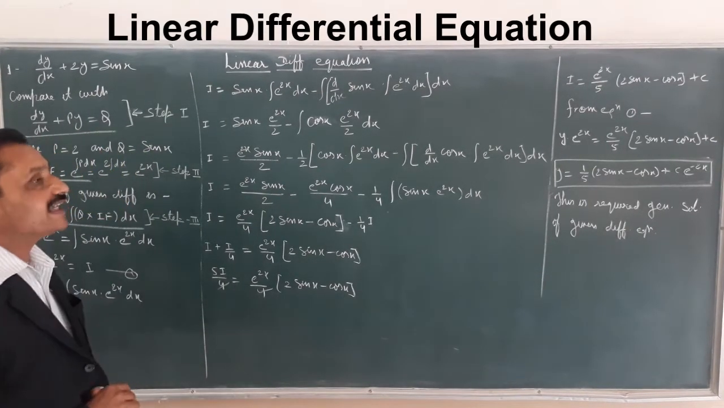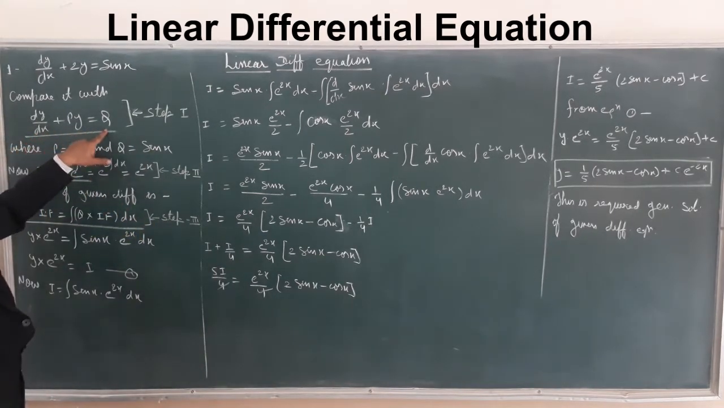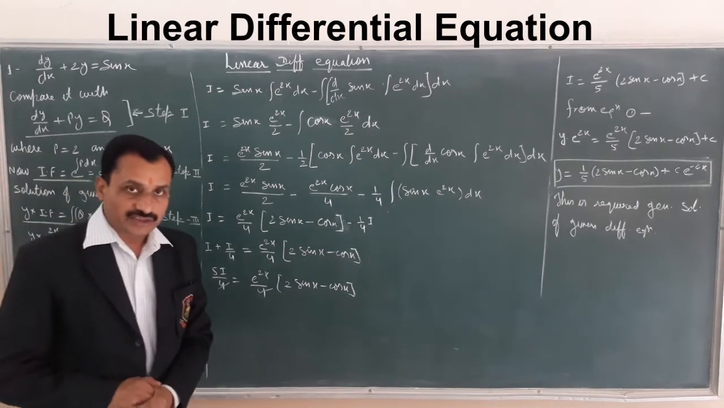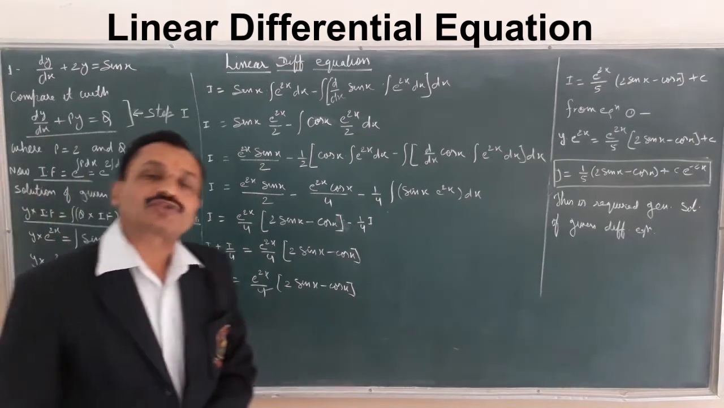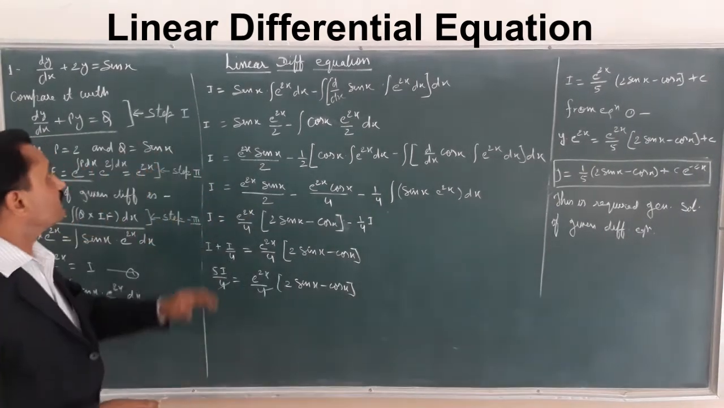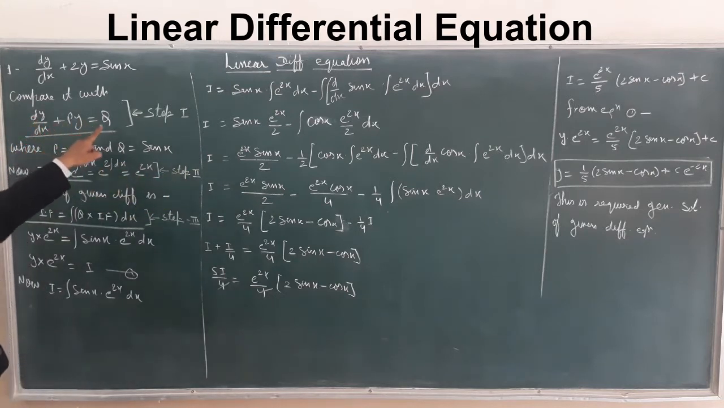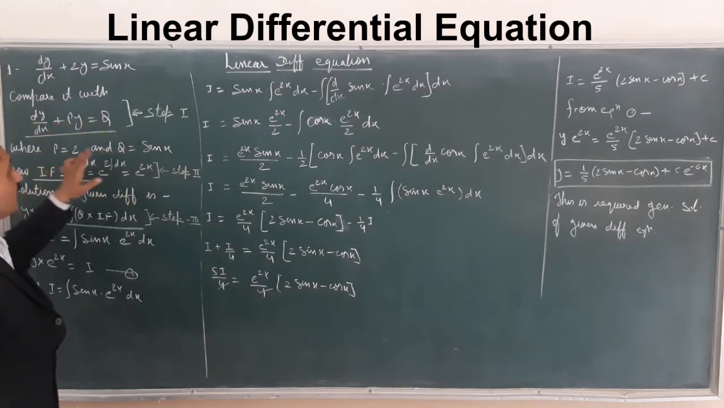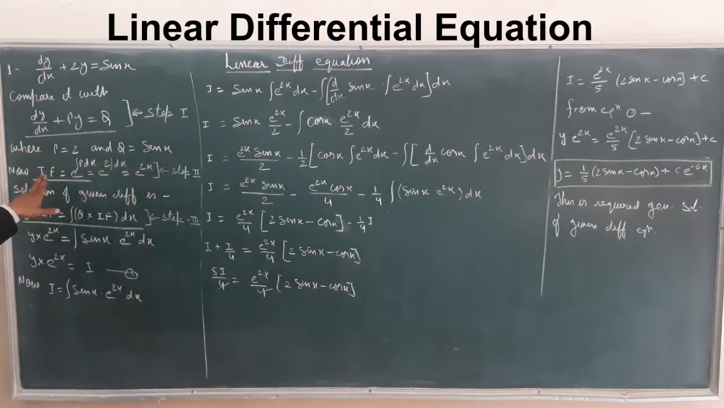If any equation is written in the form dy/dx + Py = Q, it is known as a linear differential equation. There are 3 steps to solve this type of equation. First, we compare the given differential equation to dy/dx + Py = Q, so we get the values of P and Q. Second step, we find the integrating factor. The formula of the integrating factor is e to the power integration of P dx.